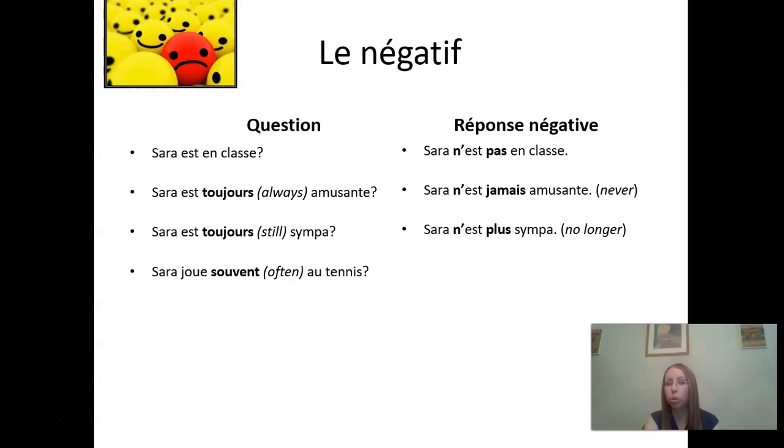Sarah joue souvent au tennis. I think we've seen souvent before. Sarah ne joue jamais au tennis. So we have jamais again. It also means never. So it can be the negative for toujours or souvent.